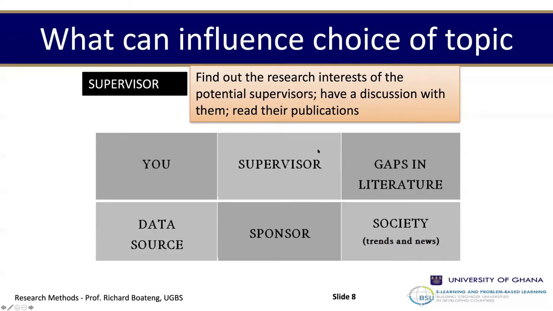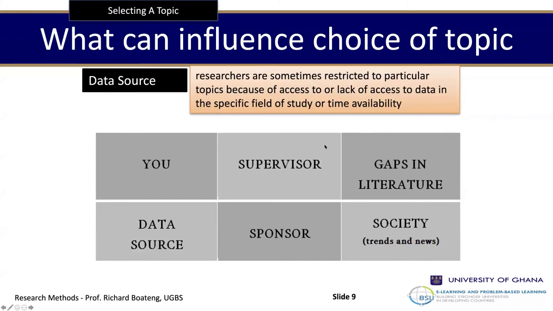So let's continue. Going back to my slides, the supervisor matters. The next one, apart from your supervisor, is your data source. Some students are more concerned with data source. So they want to do something on World Bank. They want to use published data by World Bank. So they choose the data first before they choose the topic. It happens. It's not a wrong thing, but you have to be very careful that your data will fit the kind of things that your supervisor wants to research on.